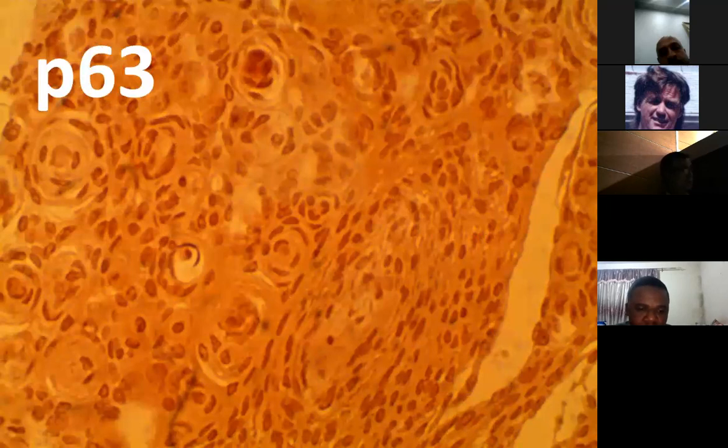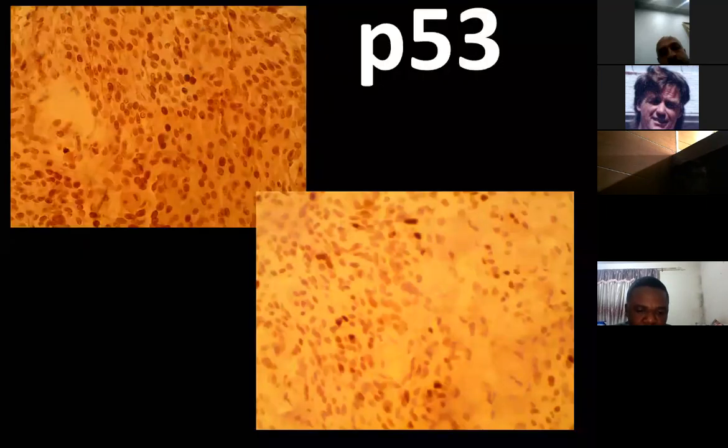P63, which was elevated in this tumor, is a worrisome feature, along with P53 mutation. In some papers, P53 or P63 mutation is associated with worse prognosis. However, Ki67, which is the proliferative marker of the tumor, was 10%.